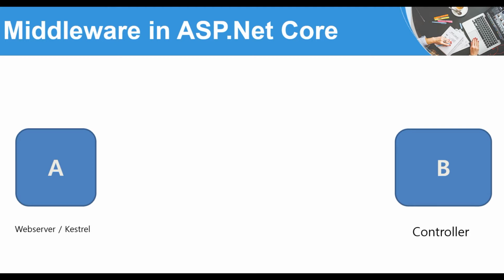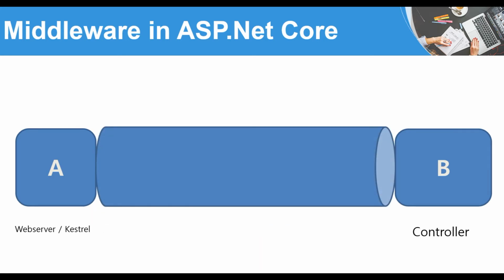The request that comes in has to pass from point A to point B, then a response needs to be generated that needs to be again sent to point A, and then the response will leave our web server. So we can imagine that between point A and B we have a pipeline. Each request will pass through this pipeline from A to B, and each response will pass again through the same pipeline from point B to point A.